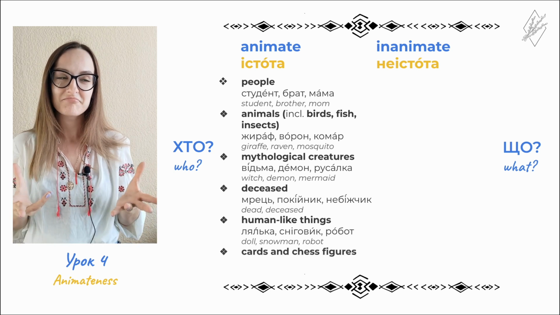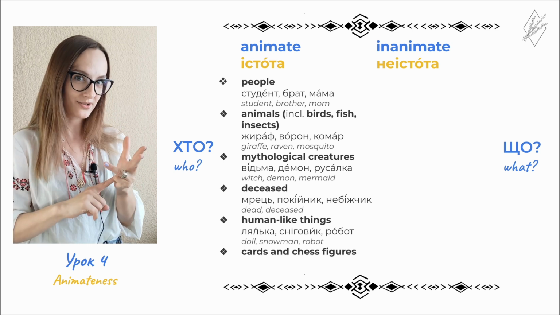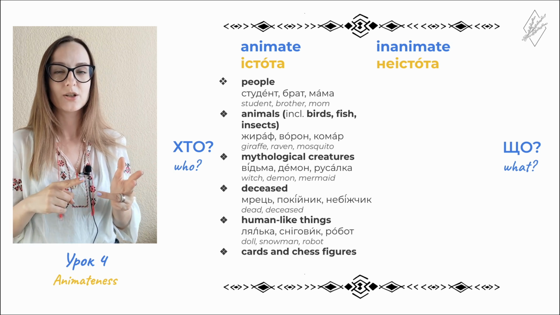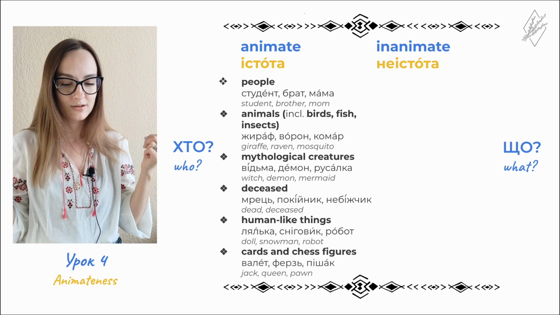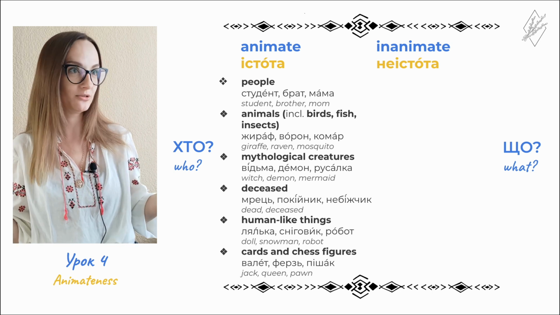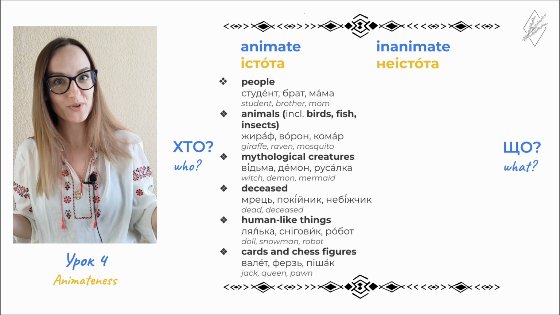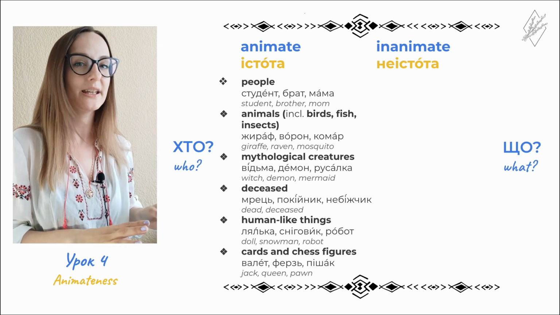And also, even more strange thing is that we say that cards and chess figures are also animate. Валет, ферзь, пішак, they're хто. Well, this is a little bit strange, but still. So basically everything else will be inanimate.